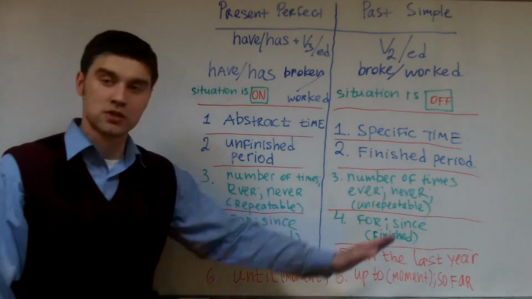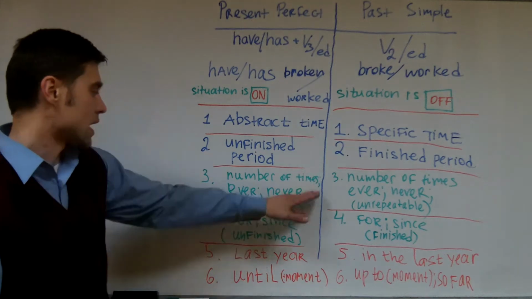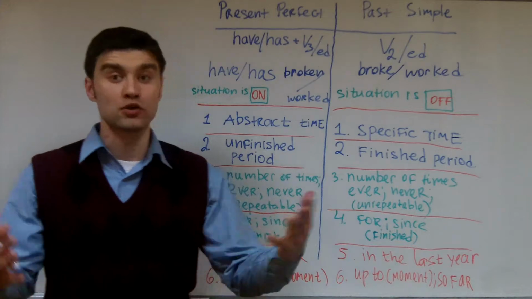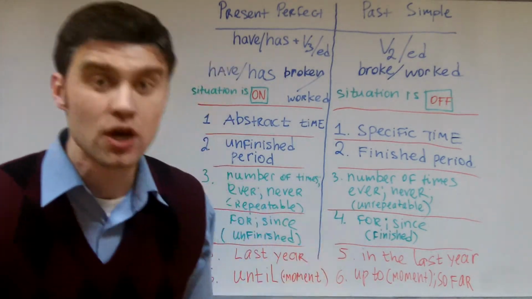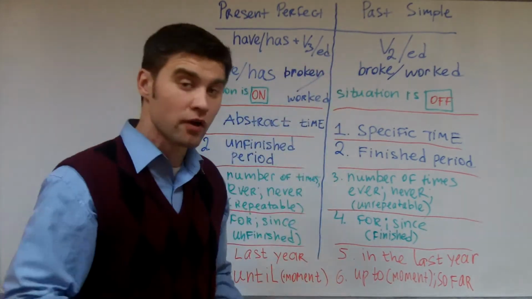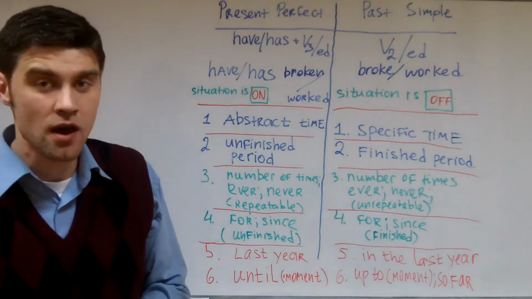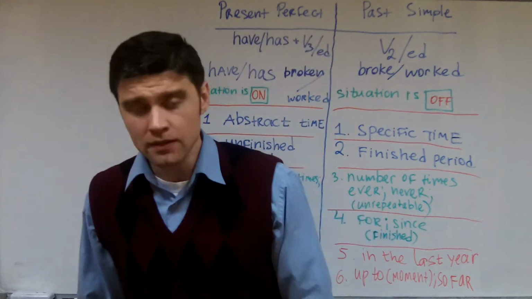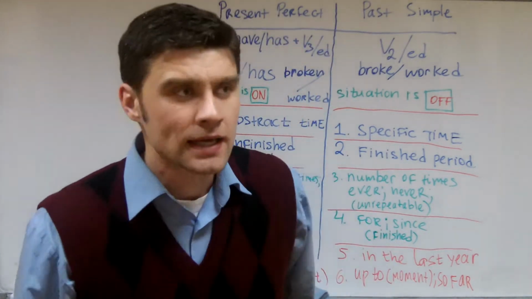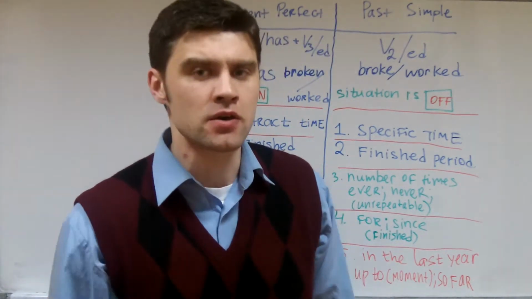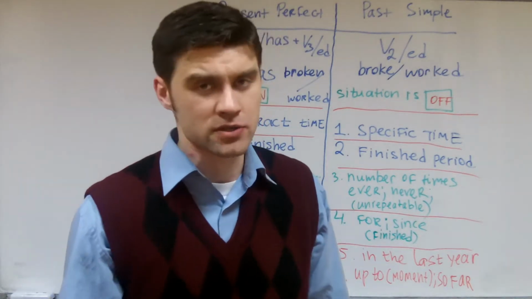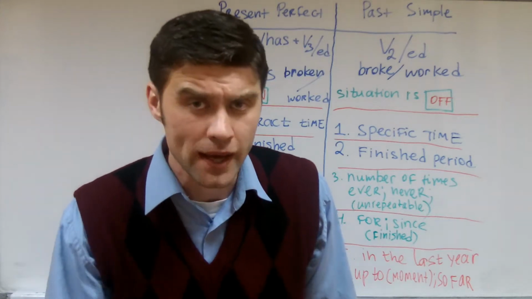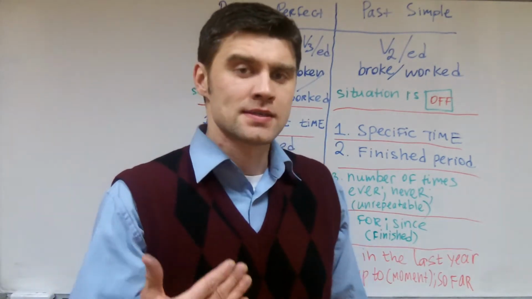Now, let's talk about difference number three: number of times, or ever, never. Actually, you can use both of these time markers with past simple and present perfect. But in which cases? For example, let's talk about my grandfather. He's already dead. Now, you could ask me a question: Did you ever see your grandfather? And it will be a totally correct question because I'm not able to see my grandfather anymore. He's dead.